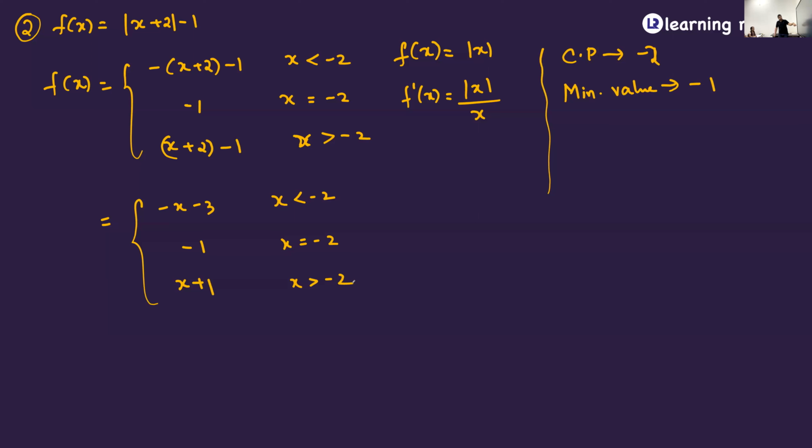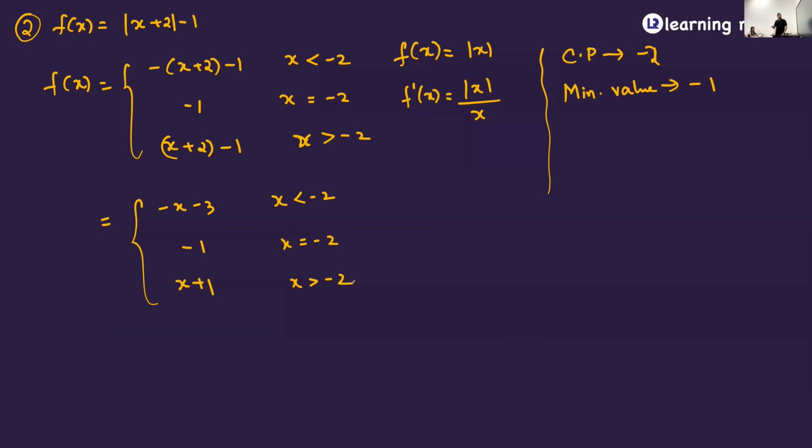What about the third one if I differentiate? I'll get plus 1. 1 is not equal to 0. So where do I get f dash of x to be equal to 0? I get it at minus 2. Because if I differentiate this function, f dash of x comes out to be 0 at x equal to minus 2. That is a critical point. So since you have minus 2, take that and substitute it in the function. What will you get? Minus 1.